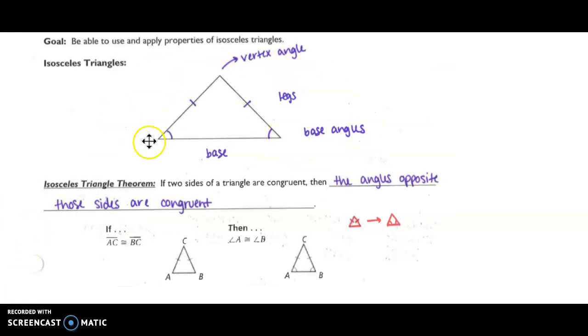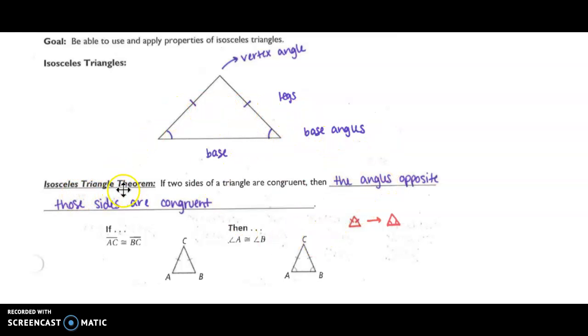So then we move on to isosceles triangles, and the properties and the theorems you're going to learn about isosceles triangles actually carry through with you to Algebra 2 and also in trig.